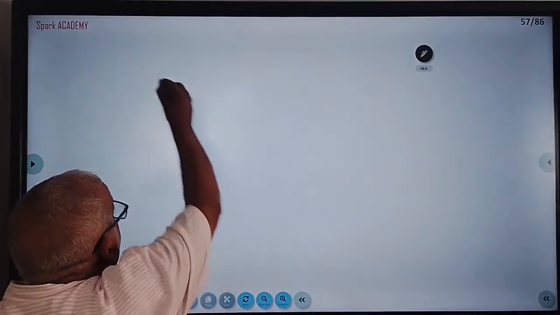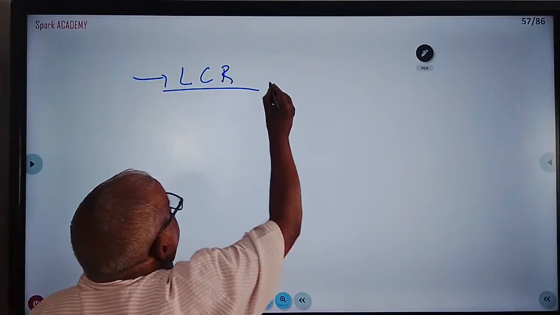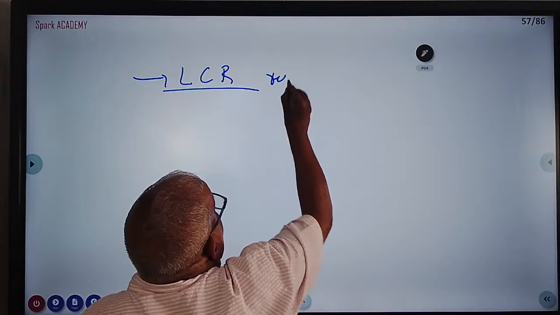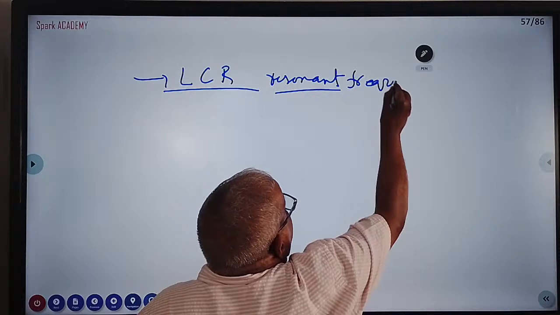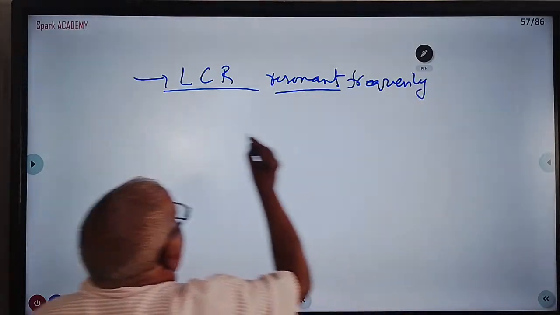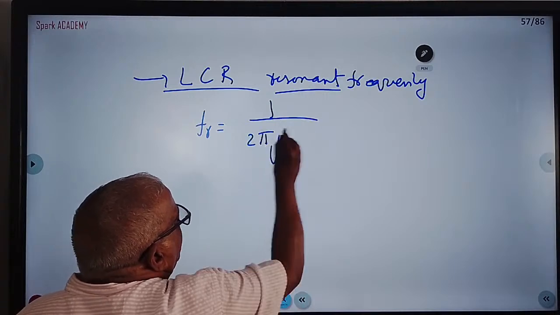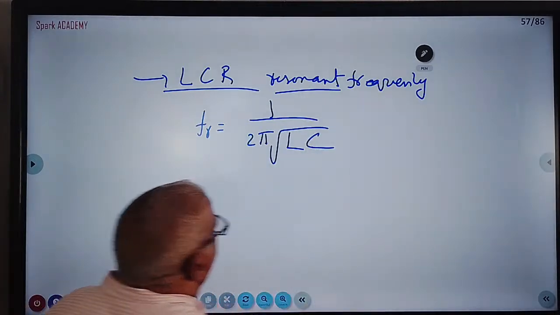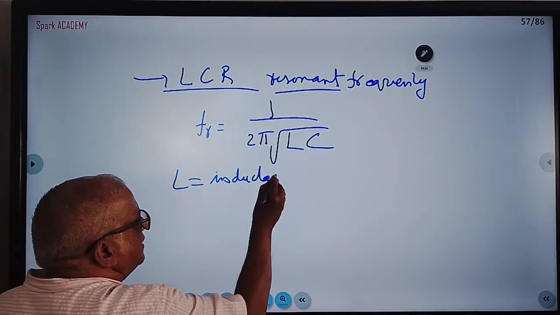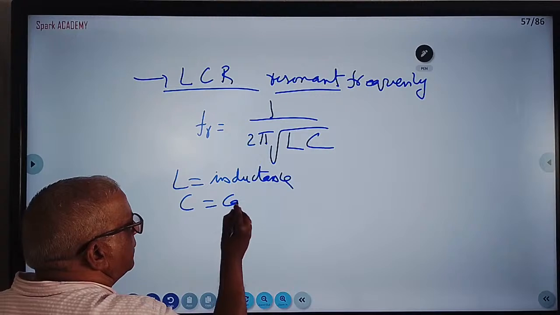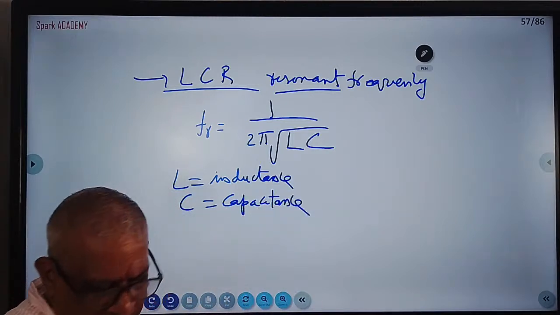Students, you asked a question on LCR resonant frequency, I don't know which exam. I am writing the formula: resonant frequency is 1 by 2 pi square root LC. L is called inductance and C is called capacitance. So we have to calculate the resonant frequency.